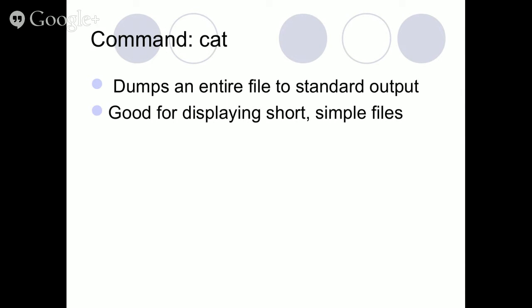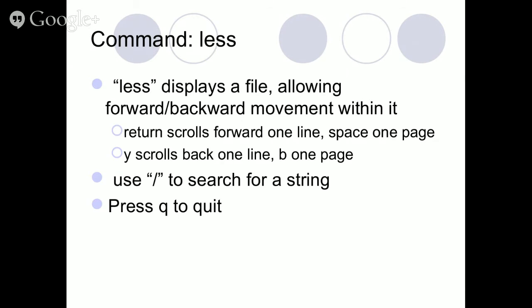Cat, this is good. This basically dumps an entire file into standard output, and so you should use this for short, simple files. You have less, and basically this displays a file allowing forward and backward movement within it. So you can scroll one line, or you can scroll one page with space. And then, of course, you can also search for a string, and then you would press Q to quit.